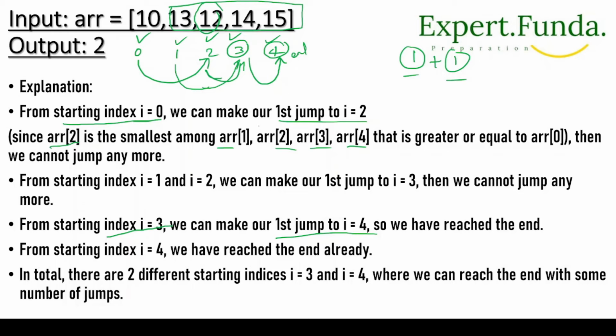This is the starting index 3 and 4, where we have to reach the end. Okay, so in total there are two different indices, i3 and i4, as you can see here, and we can reach the end of the number of jumps, and that's why we are getting output 2.